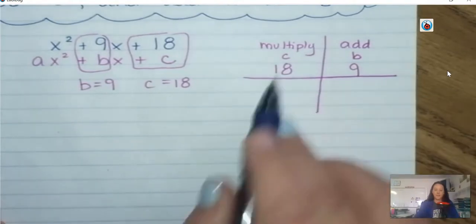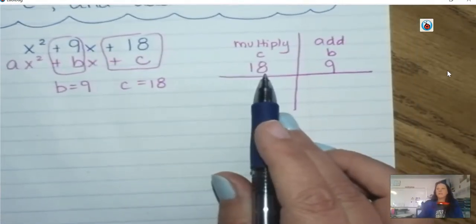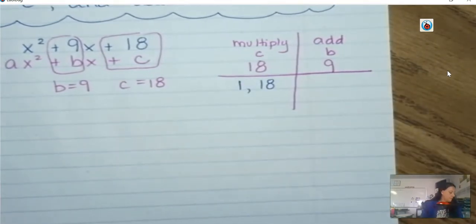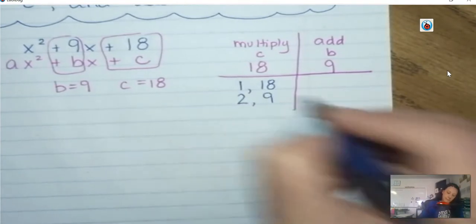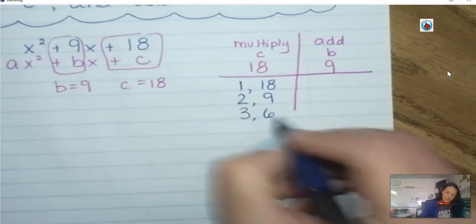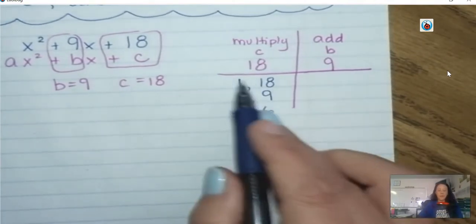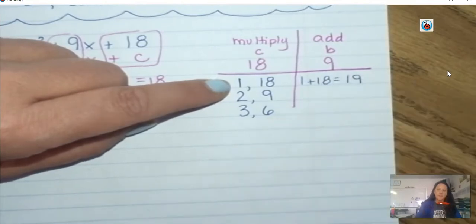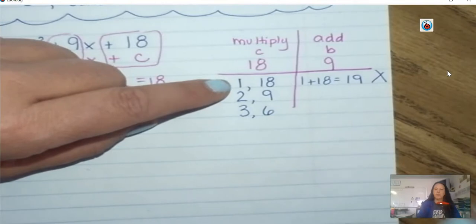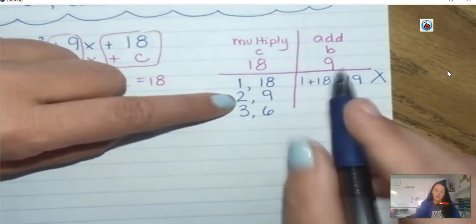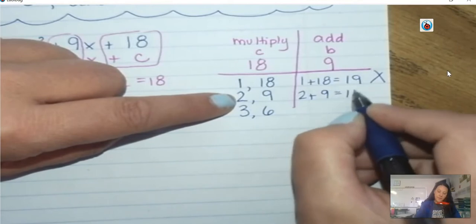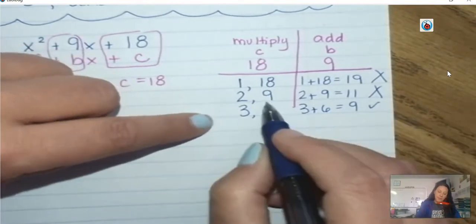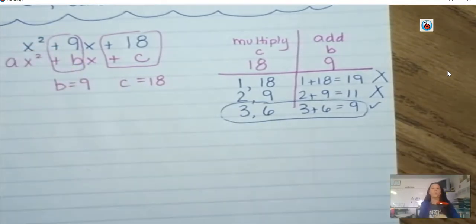So what I like is a table. I'm going to list out everything that multiplies to be 18. So 1 times 18, 2 times 9, 3 times 6. And then I'm going to add those together. 1 plus 18 is 19. That's not the answer, so I'll just put an X there, because they need to add to be 9. 2 plus 9 is 11. That's not 9. 3 plus 6 equals 9. So yes, this is what works.